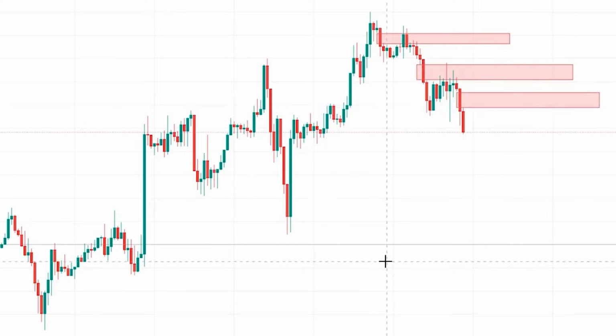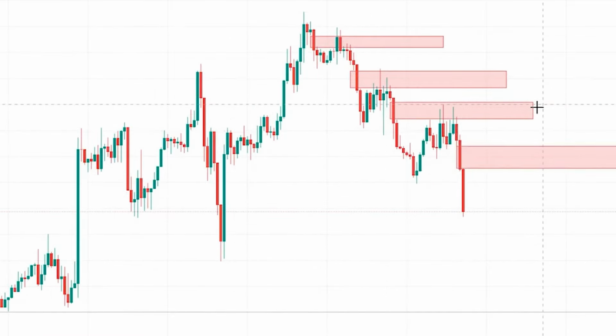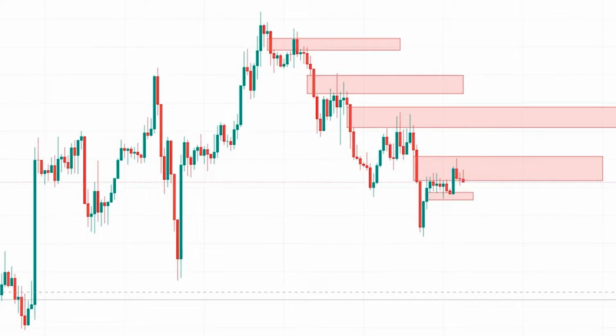Another drop occurs, creating a third imbalance. Price fills only slightly more than half of it. Then price falls again, forming a new imbalance above. It gets filled, then another bearish imbalance appears, and it gets completely filled as well.